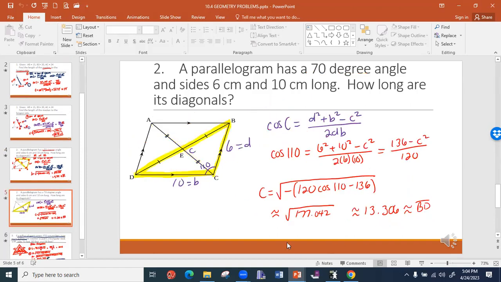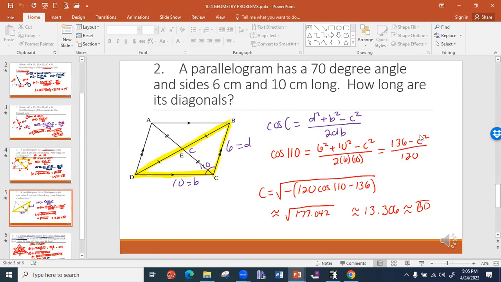On part two, I'm now focusing on a different side of the triangle because I need to find BD. So now I'm using angle C, and angle C is 110, and I'm looking for my diagonal, which we're going to call side c for the formula. My included sides are 6 and 10, which we're calling a and b. Notice here, I put the 6 and 10 in places of a and b. Plug everything in.